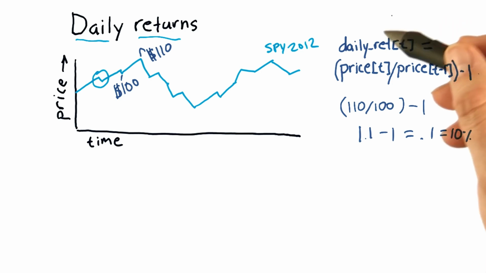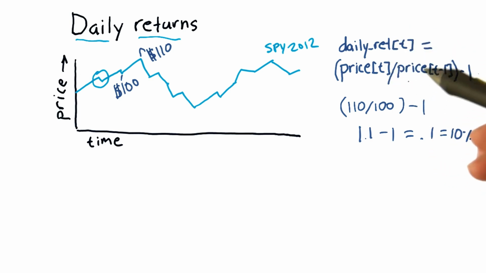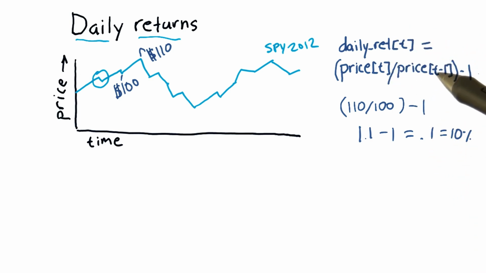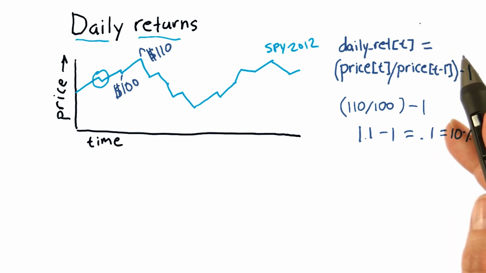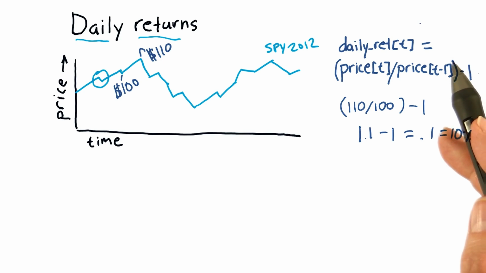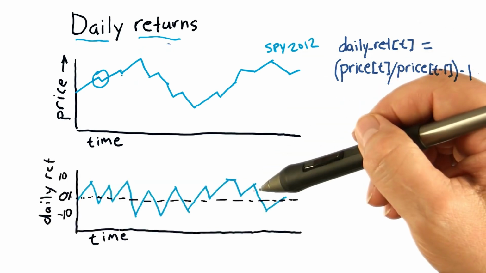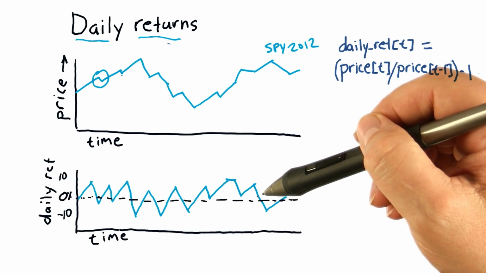Now one thing to remember is this is a kind of statement you might put in a for loop where you iterate over individual days. Don't do that. Use the NumPy syntax we showed you where you can do this in a single statement with no for loops. Here's what a chart for daily returns might look like.